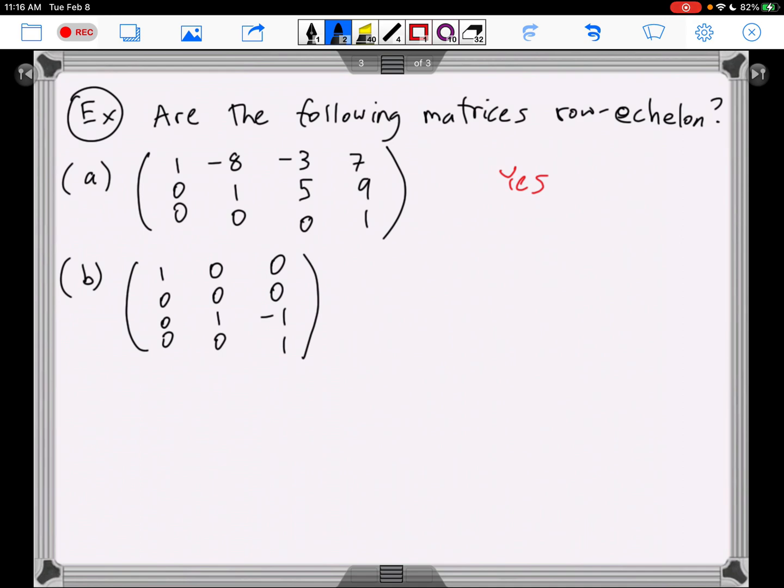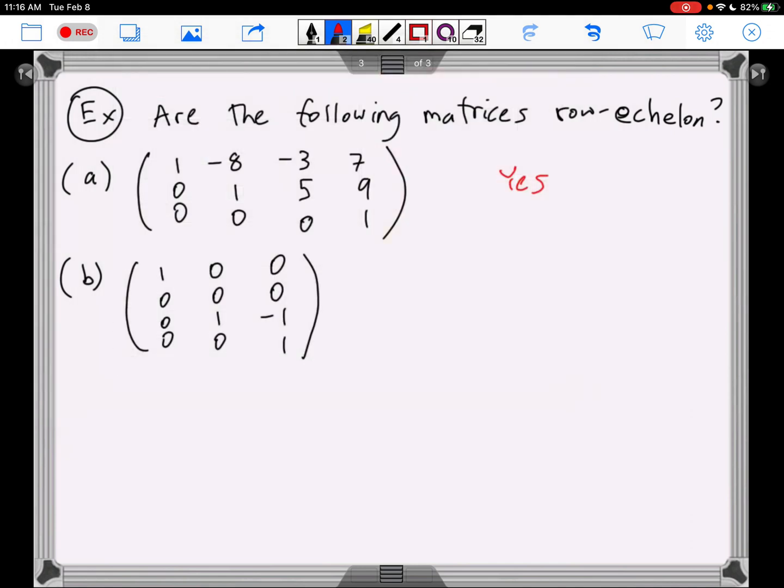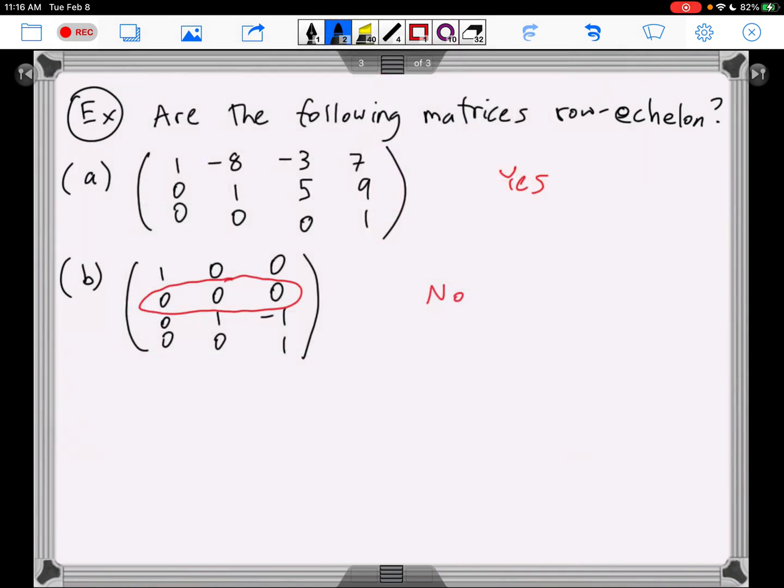Is this row echelon? The answer is no. Why not? Because there's a row of zeros that is not entirely at the bottom. Okay, so that row needs to be at the bottom in order for this to be row echelon. Okay, so the answer is no. Okay, let's do another one.